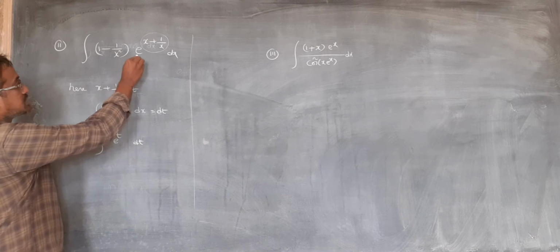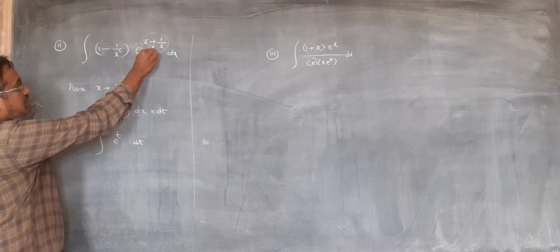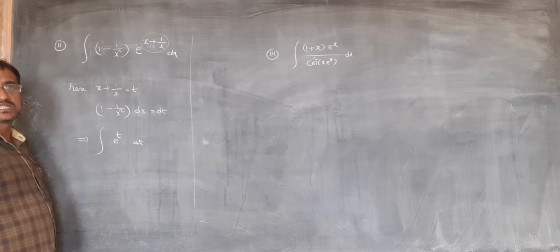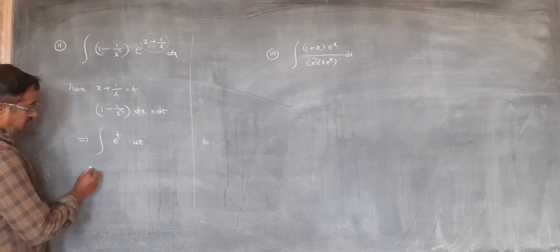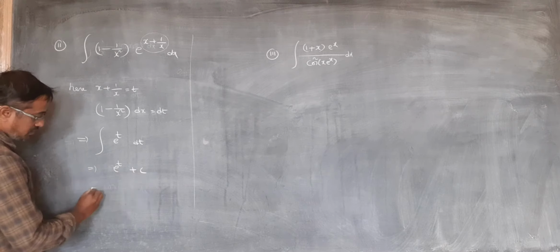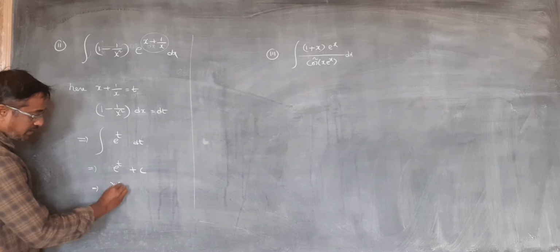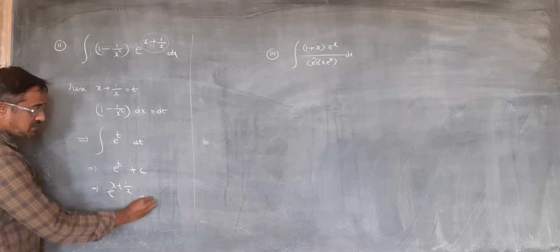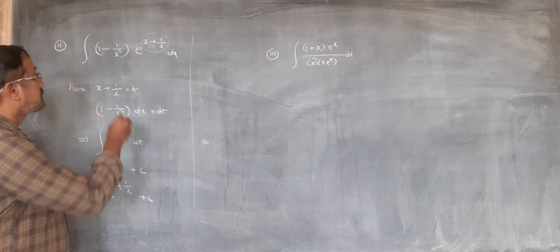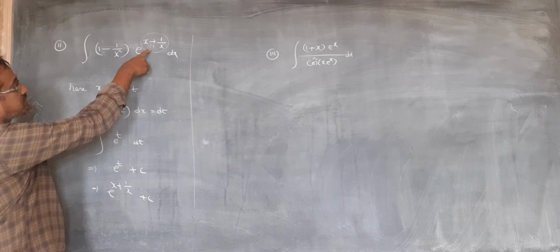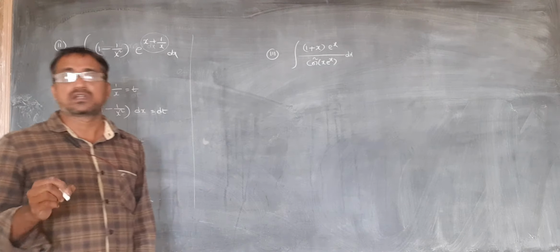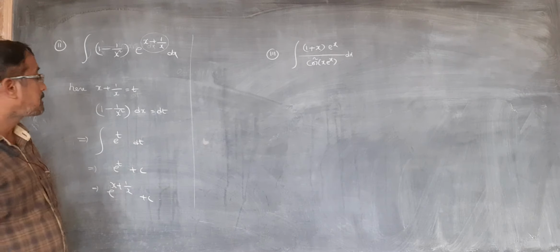Or you can use this formula: integral e power f of x into f dash of x. So integral e power t dt is again e power t plus c. So you will get e power x plus 1 by x plus c, that is the result. Or use the formula integral e power f of x into f dash of x dx, that is e power f of x plus c.